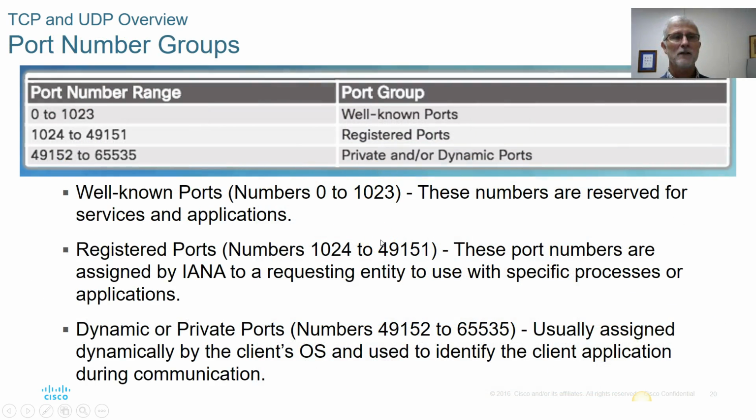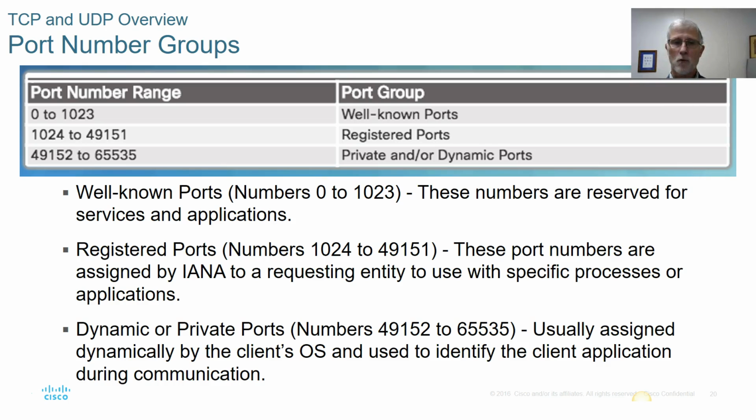Now, there's a whole large range of port numbers, and there are three major categories. One, the range between 0 and 1023, are well-known port numbers. Well-known port numbers are reserved for services and applications. You saw a couple of examples: HTTP, email, texting. Those numbers are assigned. Those are well-known ports, so they're reserved for those applications and can't be used by anybody else.